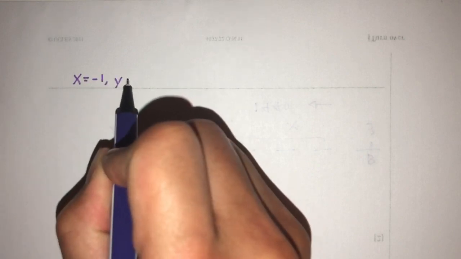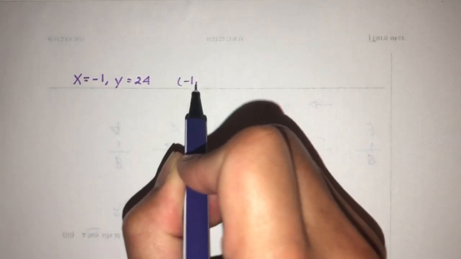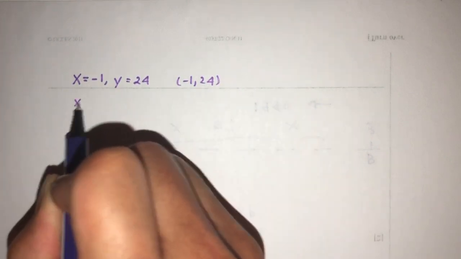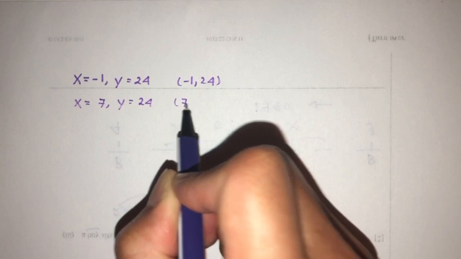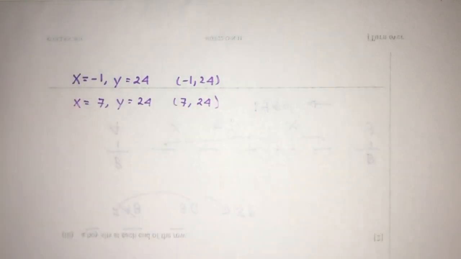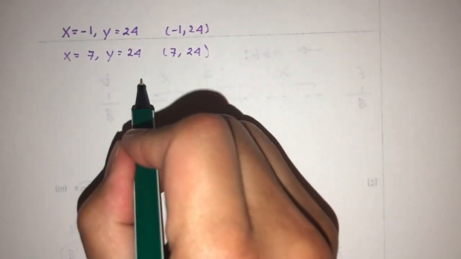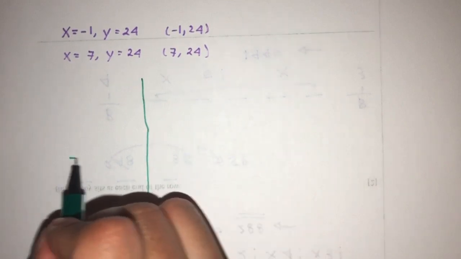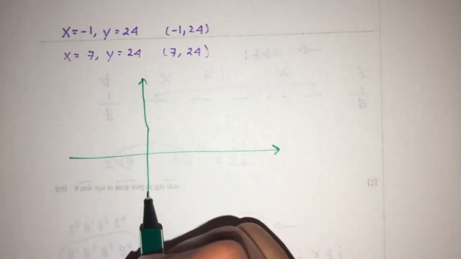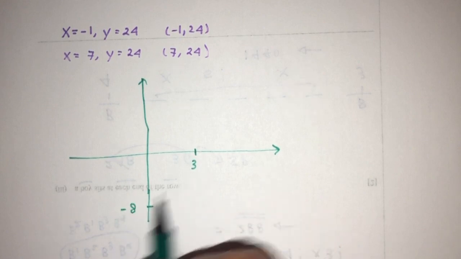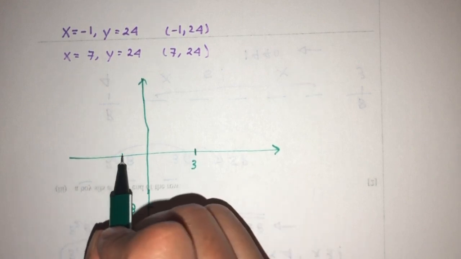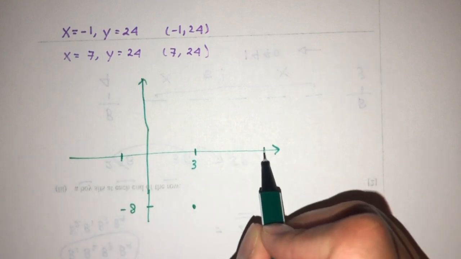So, for example, I realized that when the value of x is minus 1, the value of y will be 24. So the point is minus 1, 24. When the value of x is 7, the value of y has to be 24 as well. That will be 7, 24. Same thing, that will be my x value and my y value. So we know that the minimum point is 3, and then minus 8. That's the minimum point. Here we have minus 1, and here we have 7.